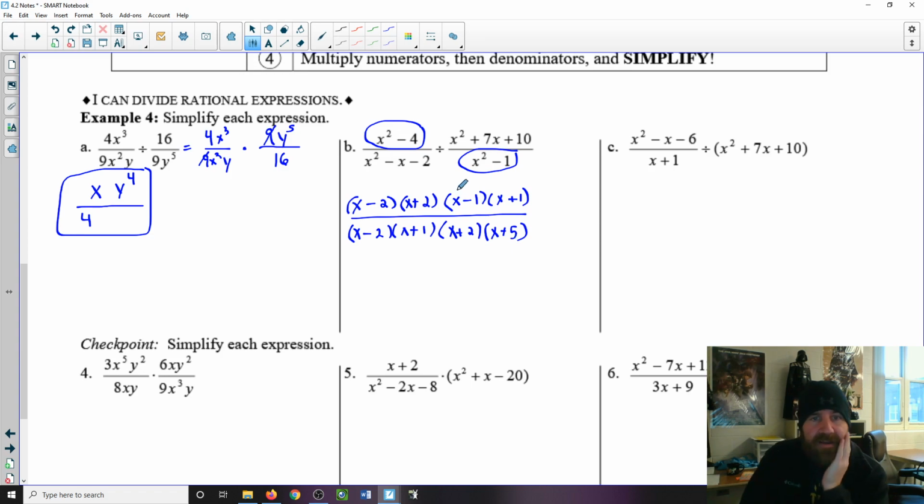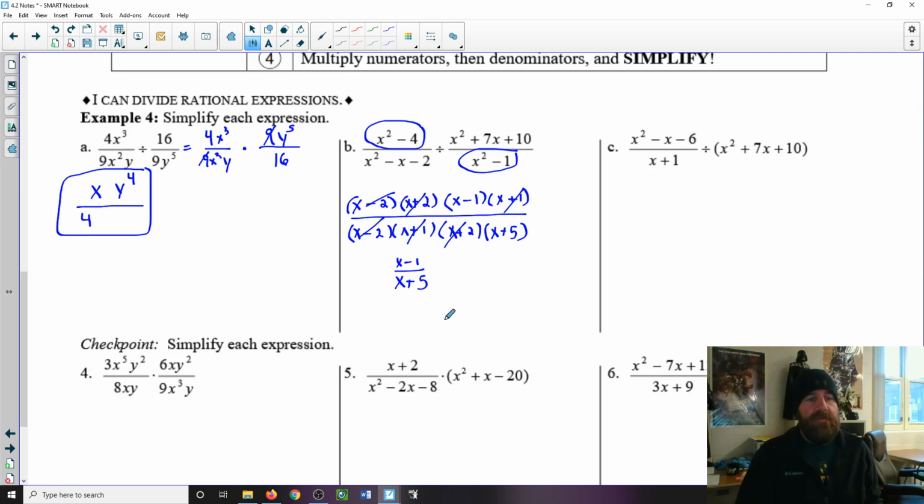Okay, so now we can cancel what we can cancel. X minus 2's go away, x plus 2's go away, and x plus 1's go away. So we are left with an x minus 1 on top and an x plus 5 on the bottom. Okay, if we were asked to say what would make this undefined, x cannot equal negative 5, because that would make the bottom be 0.